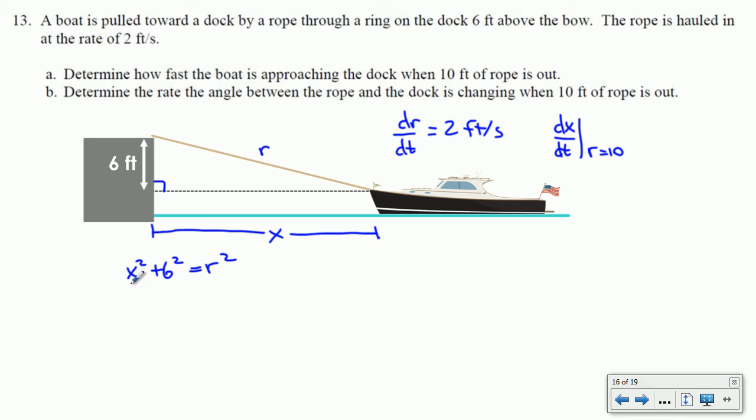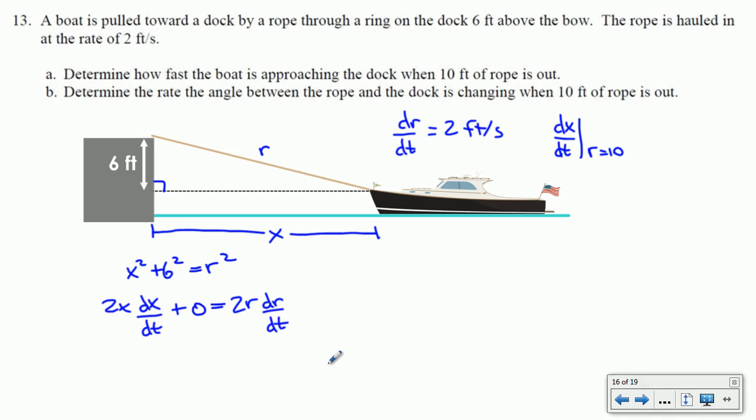We need to get dx/dt out of this equation. So what we can do is implicit differentiation to this and see if we can isolate for dx/dt. So we would get 2x dx/dt plus the derivative of 36 with respect to t, which is just 0, and the derivative of r squared with respect to t would be 2r dr/dt.